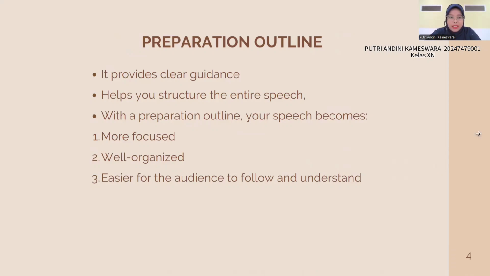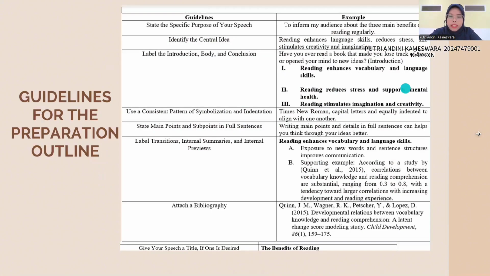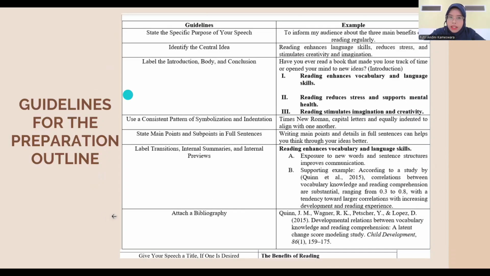Next, this is the example of the guidelines for the preparation outline. As you can see, on the left side there are some guidelines, which means there are 8 guidelines here. And on the right side is the example. This is me, and the title is about the benefits of reading. I'm so sorry if this is a bit laggy. Let me explain the guidelines one by one.